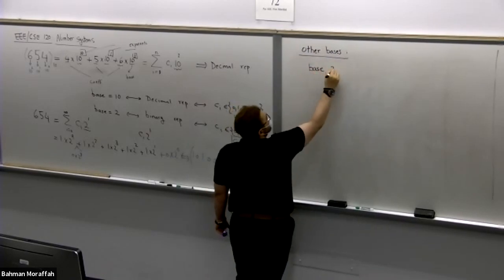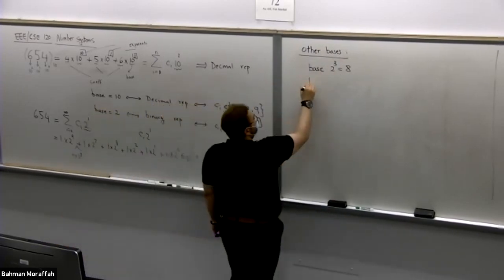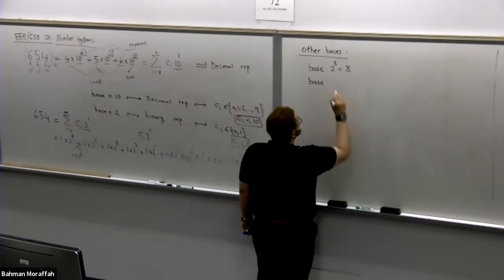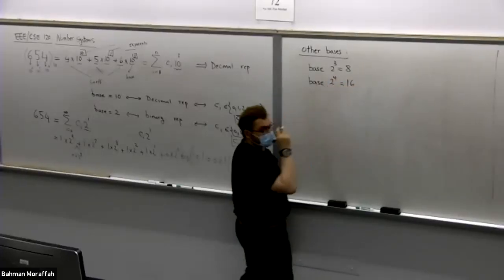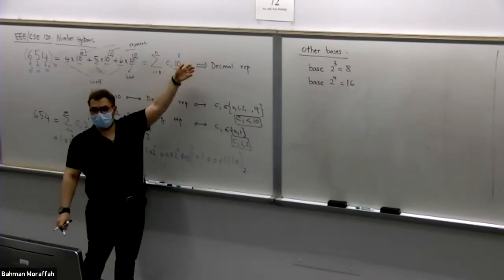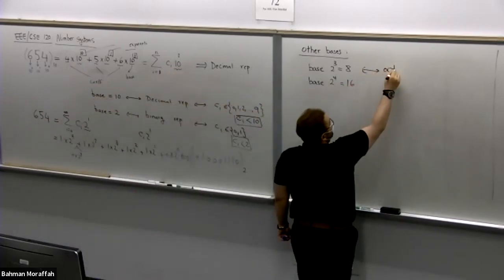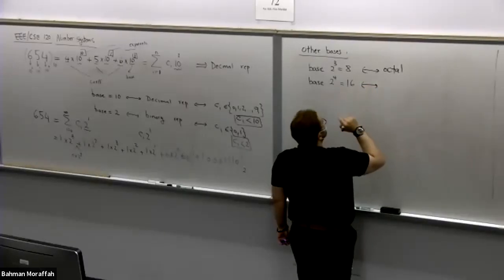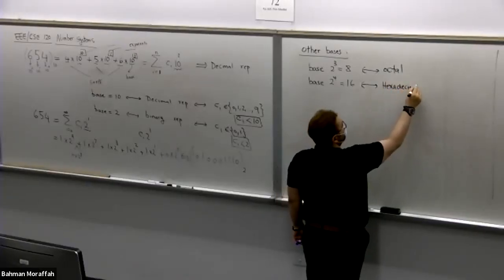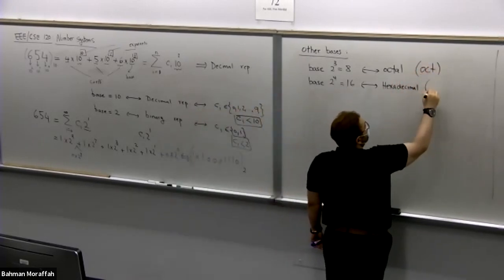Base 2 to the 3, which is 8. And base 2 to the 4, which is 16. See, all these things have names, right? We call this decimal, we call this binary. If we do it base 8, we call it octal. And if we do it base 16, we call it hexadecimal. We usually show it by oct and hex.